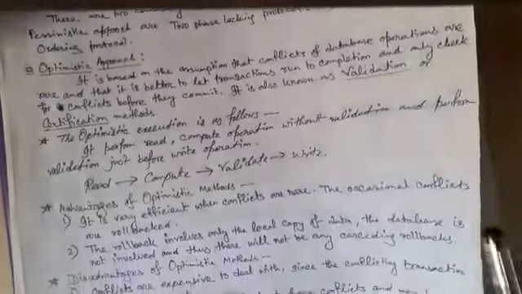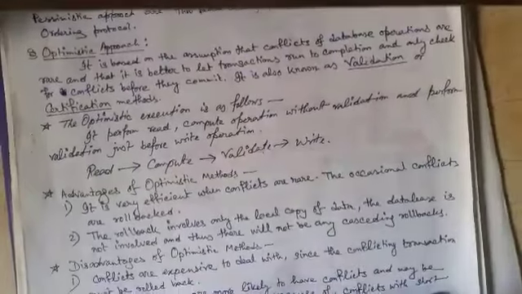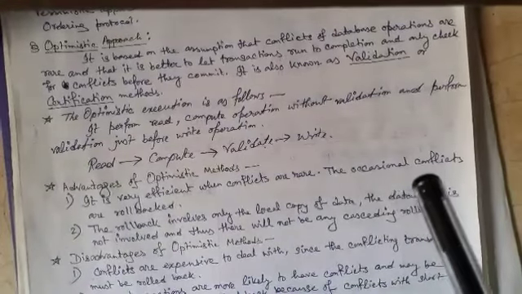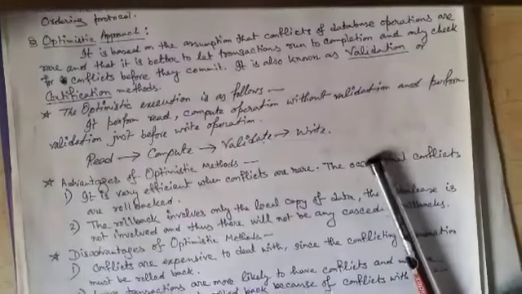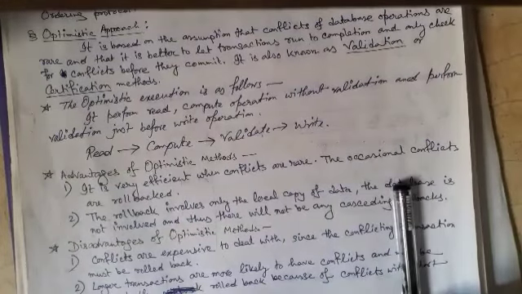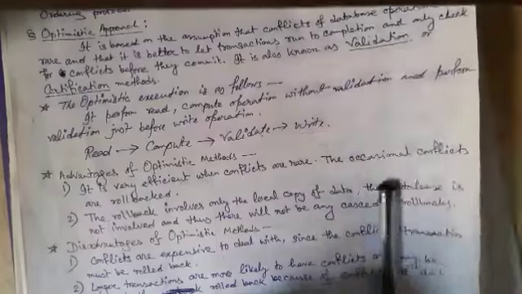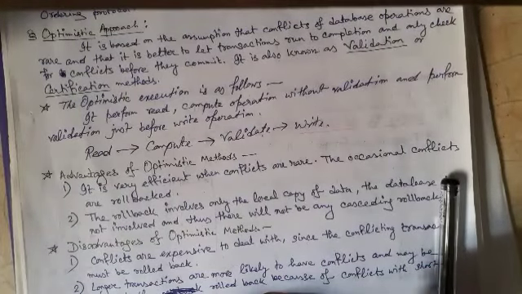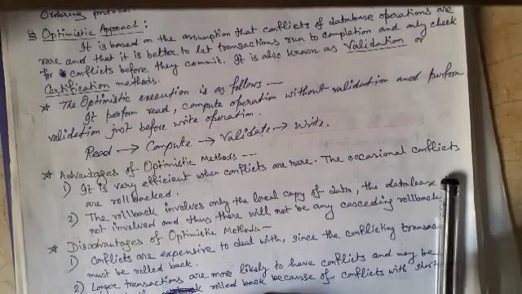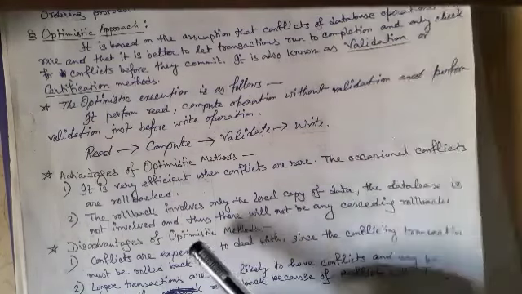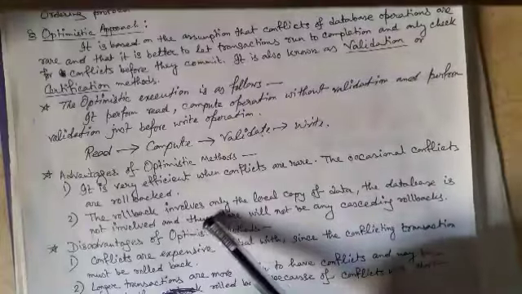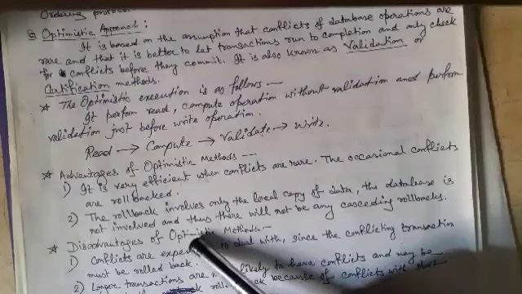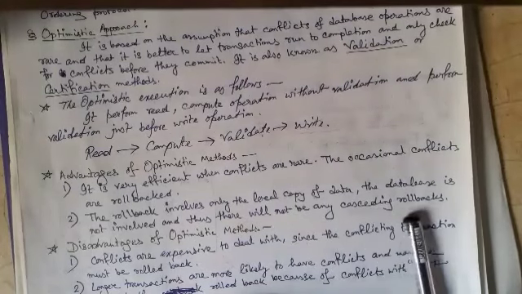There are some advantages and disadvantages of the optimistic method. The advantages are: first, it is very efficient when conflicts are rare. Since conflicts are rare, we check all the transactions at the last point of validation. That means concurrent processes will go on. Second, the rollback involves only the local copy of data. The database is not involved and thus there will not be any cascading rollbacks.